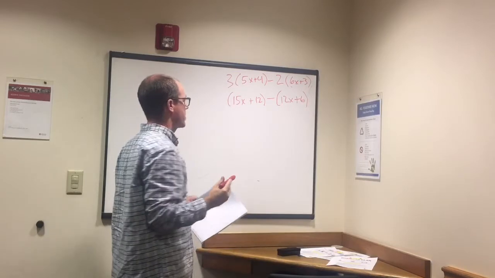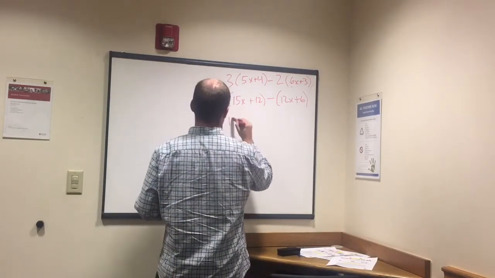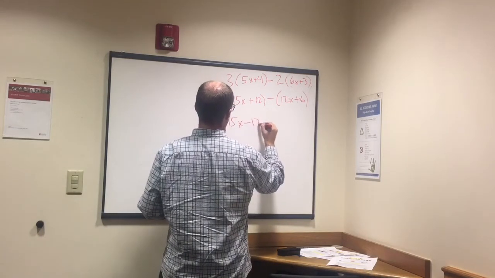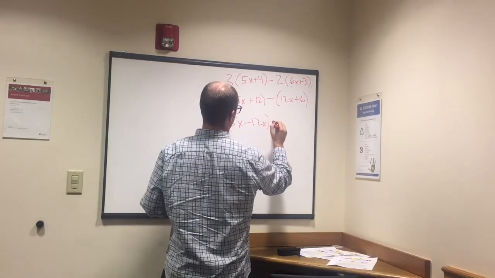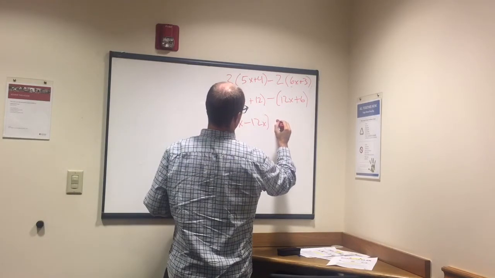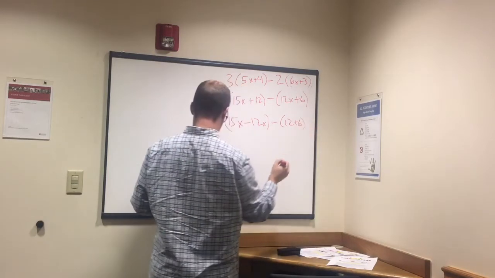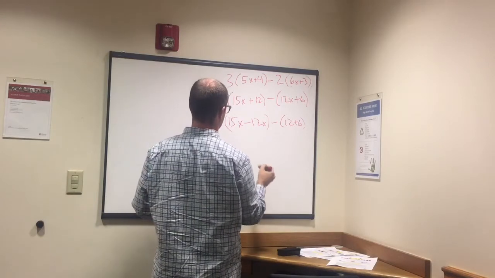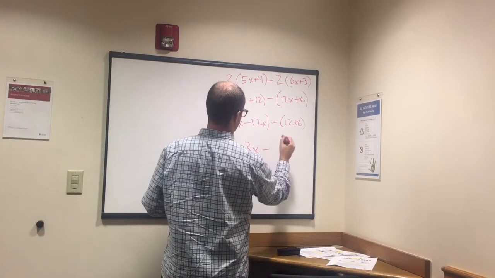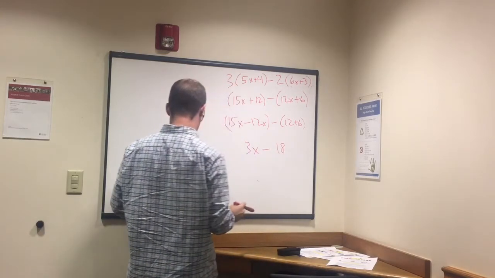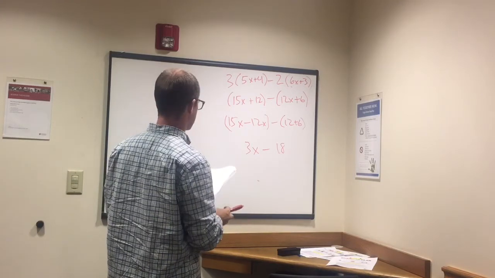Now we're going to subtract like terms. So we have 15x minus 12x, that one minus that one, and 12 plus 6. So 15x minus 12x is 3x, and 12 plus 6 is 18. Looks good.